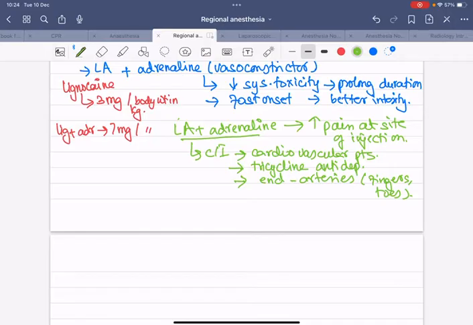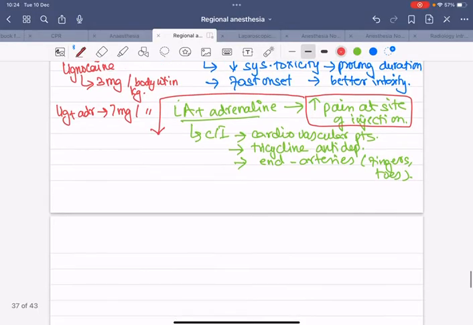It is contraindicated in cardiovascular patients and those taking tricyclic antidepressant drugs. So in these you are not going to use local anesthetic along with adrenaline. The increase in pain at the site of injection, please remember, can be reduced by adding sodium bicarbonate.